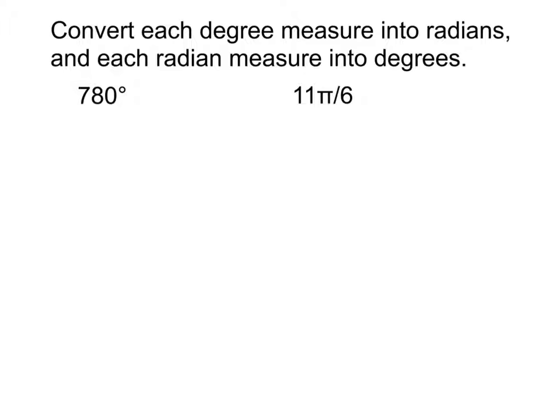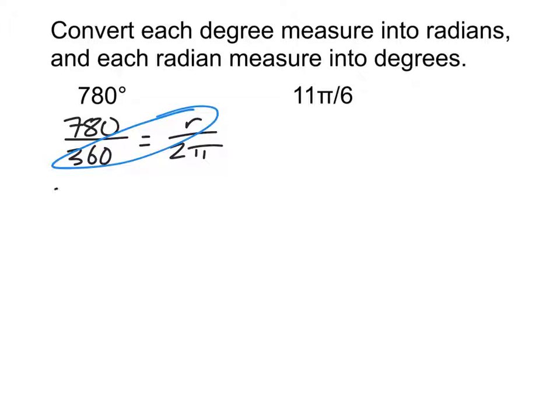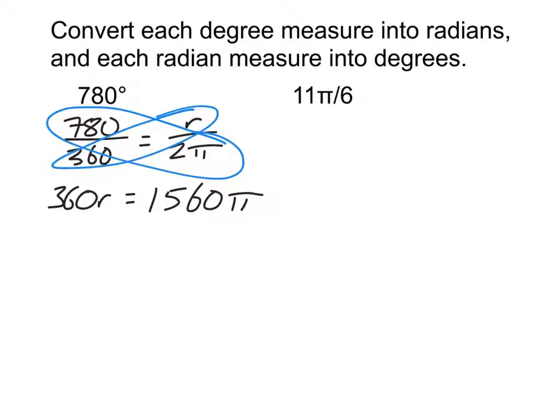All right, so in this case, at 780 degrees, I know that that is my d value, because that's the amount of degrees. So I do 780 over 360 equals r over 2 pi. And then we cross multiply. So I'm going to do 360 times r, which of course is just going to be 360r, equals, and now we do 780 times 2 pi. So in doing that, we do 780 times 2. So we get 1,560 pi.